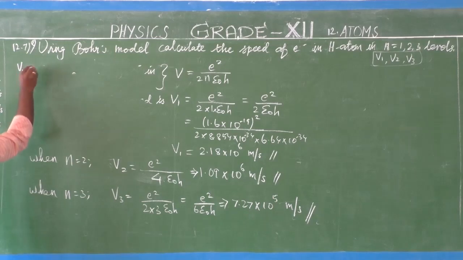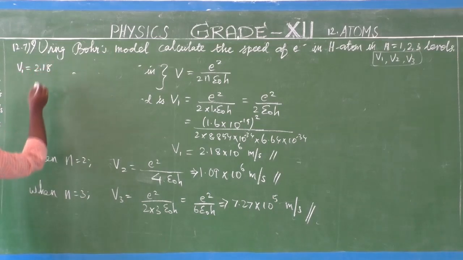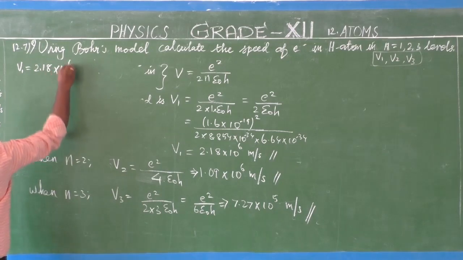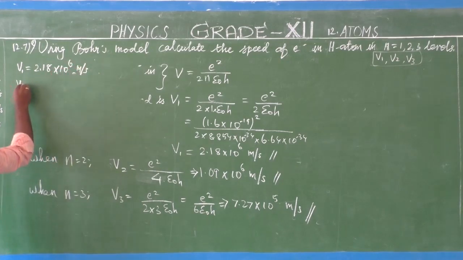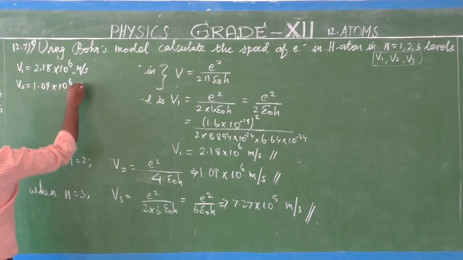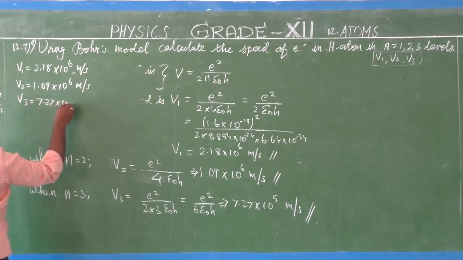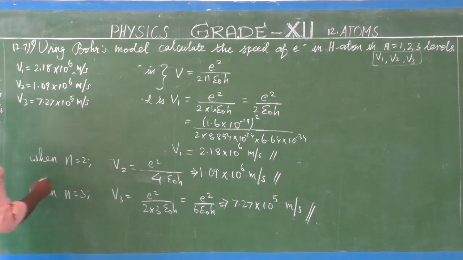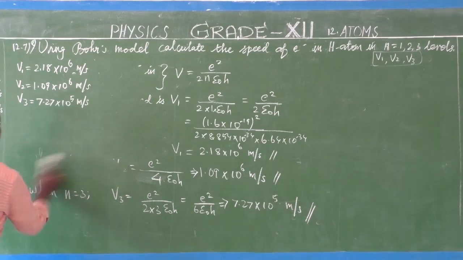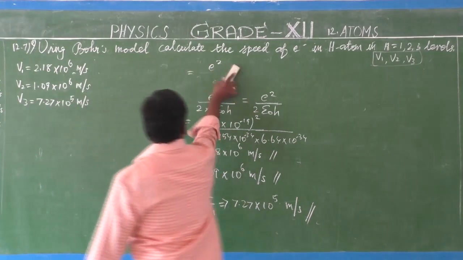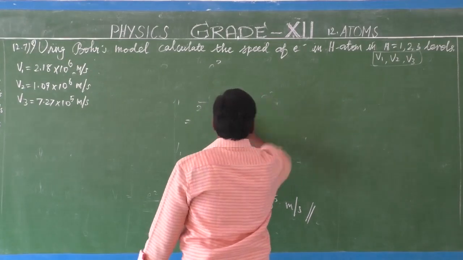So in the first level, the speed is 2.18 into 10 to the power 6 meter per second, and in the second level the speed is 1.09 into 10 to the power 6 meter per second, and in the third level the speed is 7.27 into 10 to the power 5 meter per second. So when the level is increasing, gradually you can notice the speed is reducing. Okay, so the next one, in each case we are going to calculate the time period of the orbital electron. So first case over.